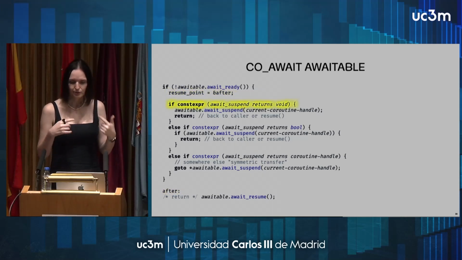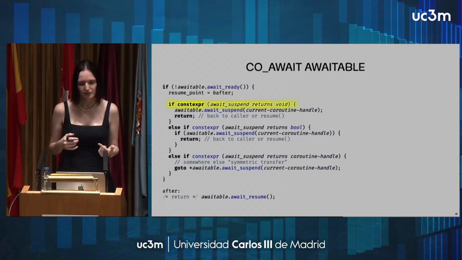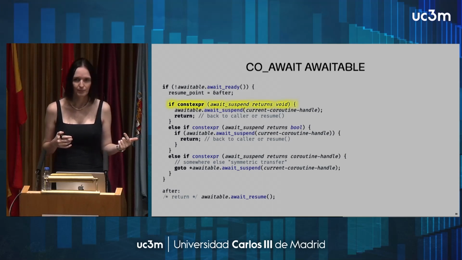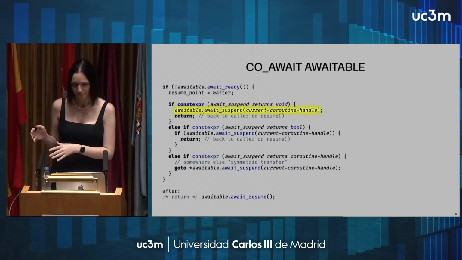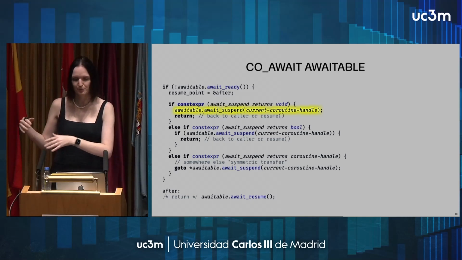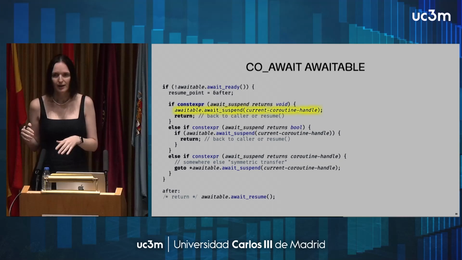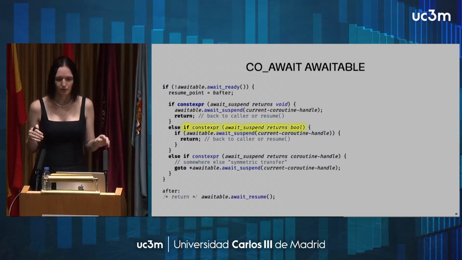And based on what function await_suspend returns, if it returns void, then you will suspend the coroutine and call the function await_suspend with the current coroutine handle, and the awaitable can store it somewhere else, and then you will go back to the caller.